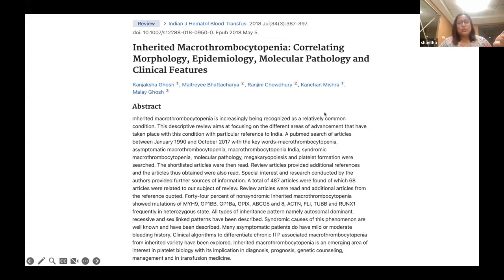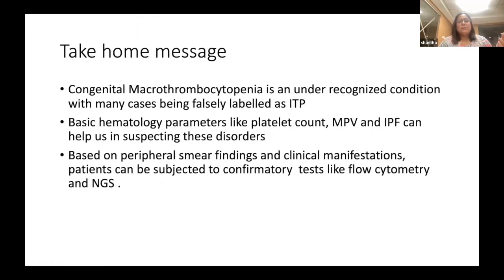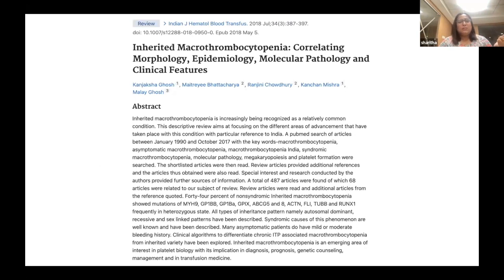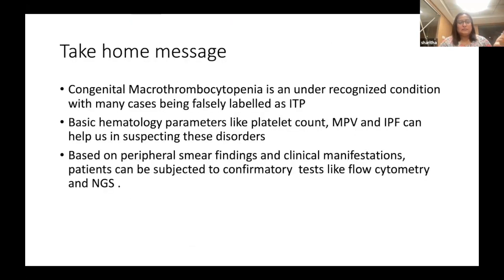Again, it is inherited. Even in Indian patients with macrothrombocytopenia, they identified the genes. Most of the genes identified in Indian patients were the same genes involved in the etiology elsewhere, like MYH9, GP1BB, GP1BA, GP9, and ABCG5. All these mutations are variably present even in Indian macrothrombocytopenias.